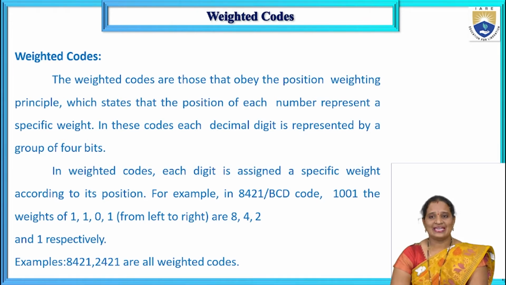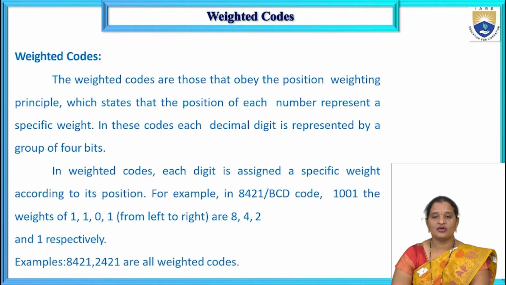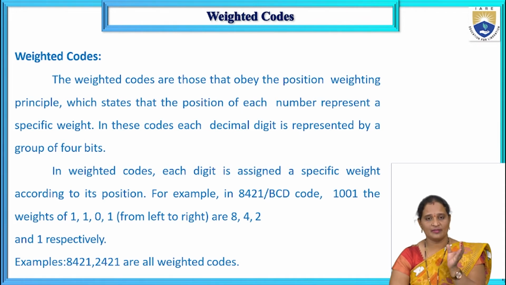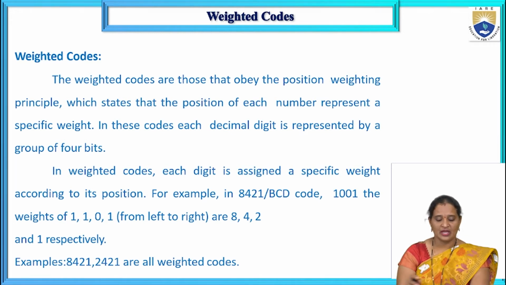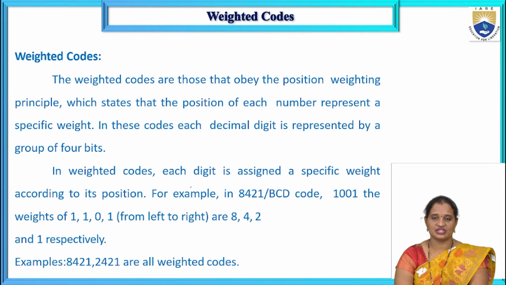In these codes, each decimal digit is represented by a group of 4 bits. That means we will be grouping the binary information into groups of 4 bits each. So in these weighted codes, each decimal digit is represented by a group of 4 bits, and each digit is assigned a specific weight according to its position.